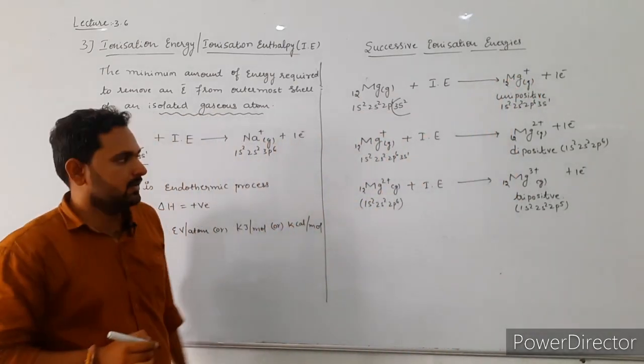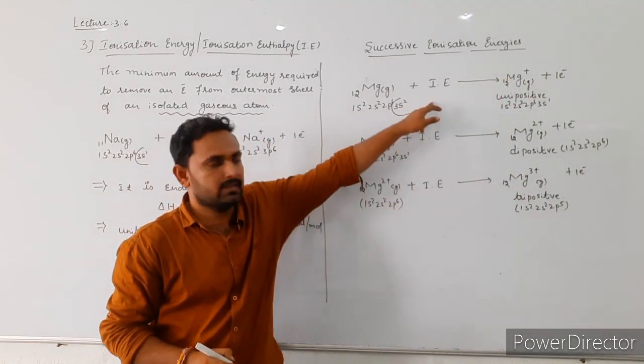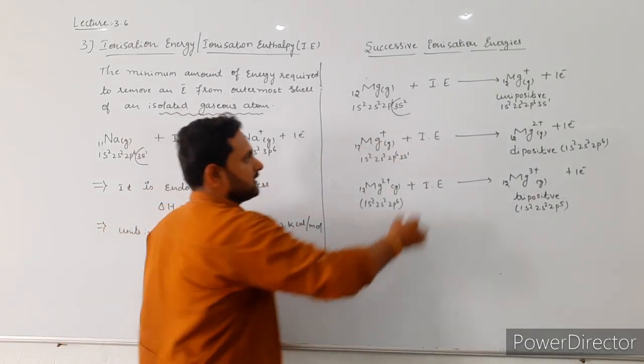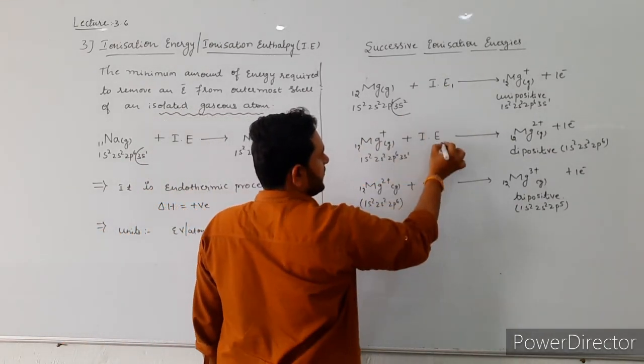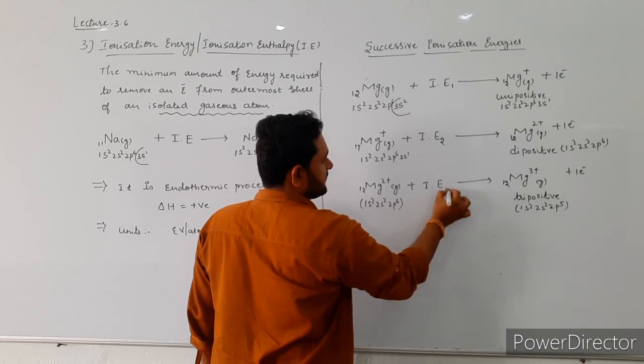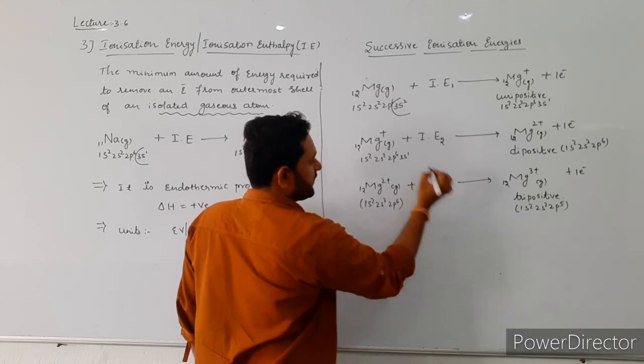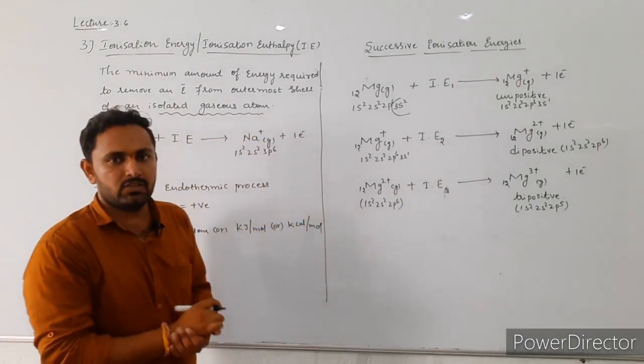Now you compare three ionization energies. This is the first ionization energy, this is the second ionization energy, and this is the third ionization energy. Sir, what is the first ionization energy?